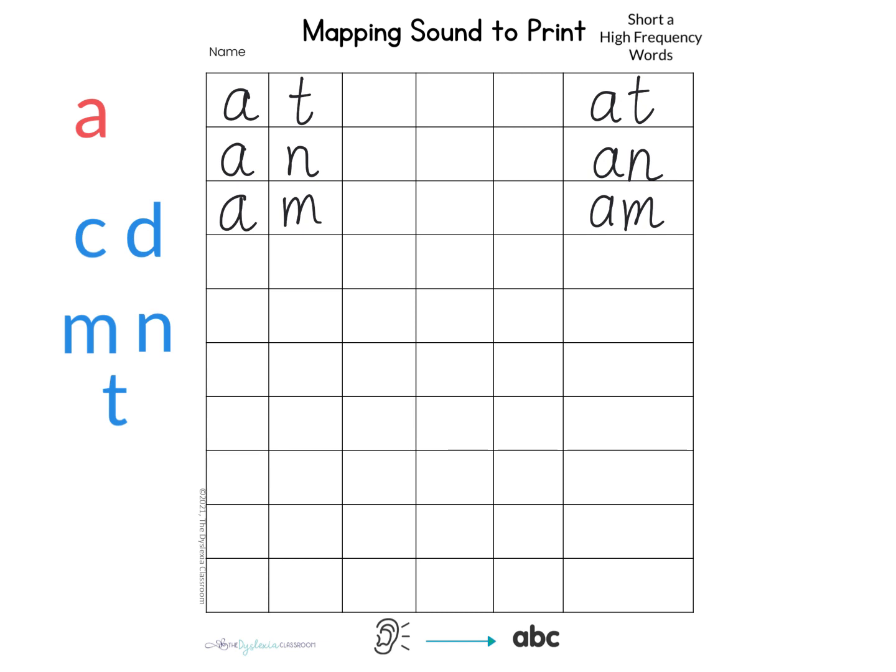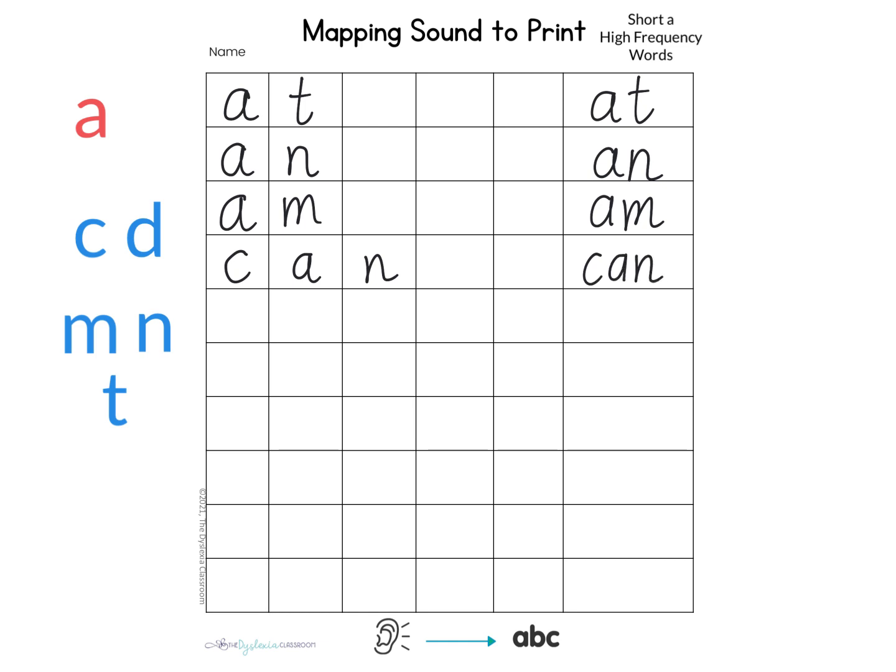Our next word is can. Echo can. Now let's segment our sounds. K, a, n. How many sounds did you hear? The answer should be 3. We'll use 3 boxes on this word. Let's write our word. K, a, n. Can.